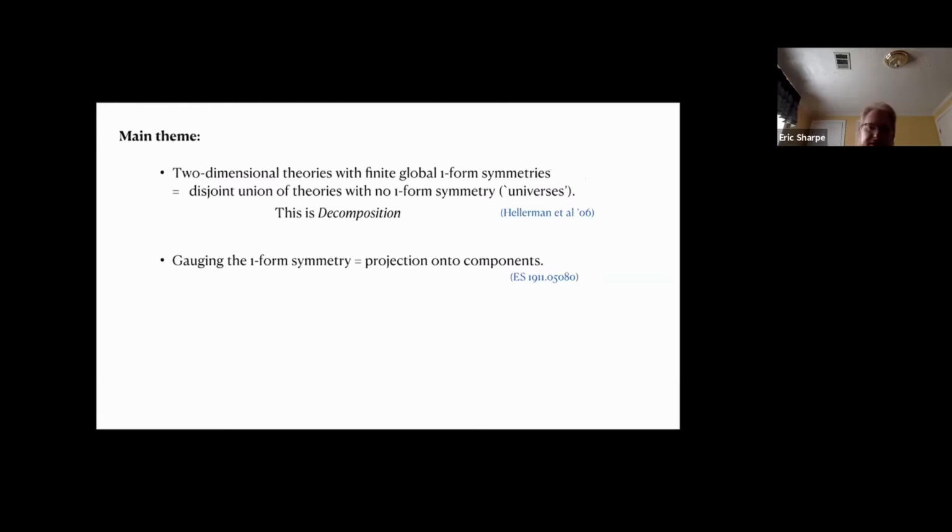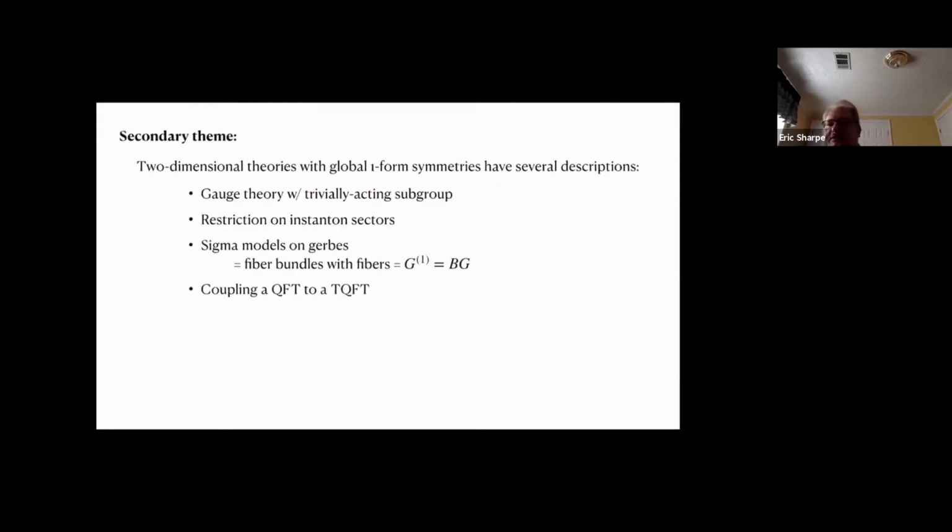And amongst other things, I'll walk through the details of mechanically how that actually turns out to happen. Now, there's a secondary theme to this talk, which is somewhat entertaining. Two-dimensional theories with global one-form symmetries have several different descriptions. One description, which is probably the main one I'll be talking about today, is as a gauge theory with a trivially acting subgroup. Trivially acting in all the massless matter of the theory.